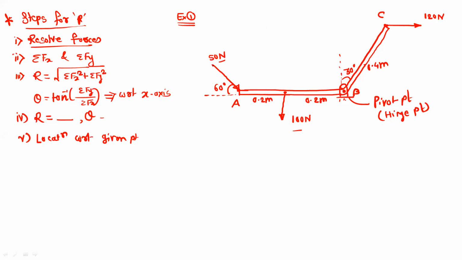So on this lever, the force of 50 Newton acts at 60 degree. Second is 100 Newton acting vertically downward, and 120 Newton acting in the horizontal direction. And we have to find out the resultant of this force system. So what is the value of R and its location with respect to point B?